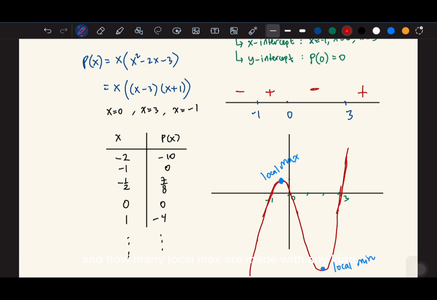And how many local max or min within the graph? We have two, right? Two. What is the polynomial? It's the x cubed. So every polynomial will have extreme points at most n minus 1. The x squared, you have only one vertex, right? X cubed, you have two. X to the power of 4, you will have 3. So we have 3 like this. Right. Okay. So we have x to the power of 5, we have 4 local max or local min.